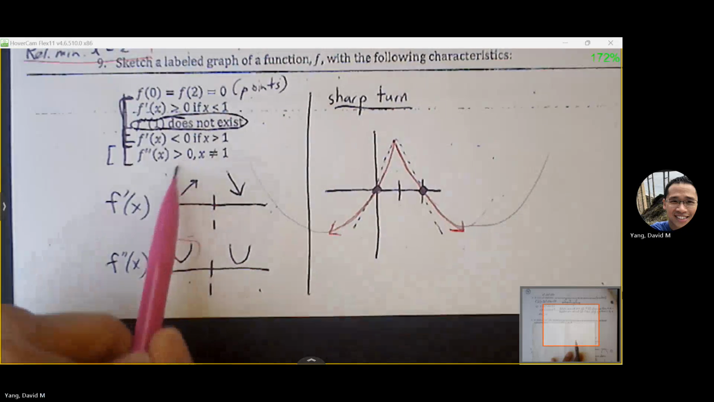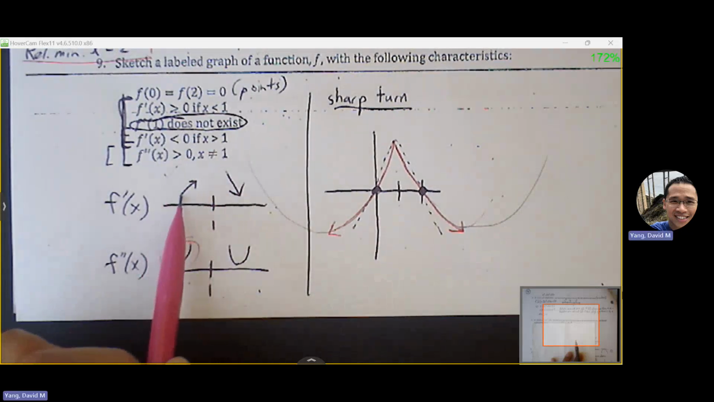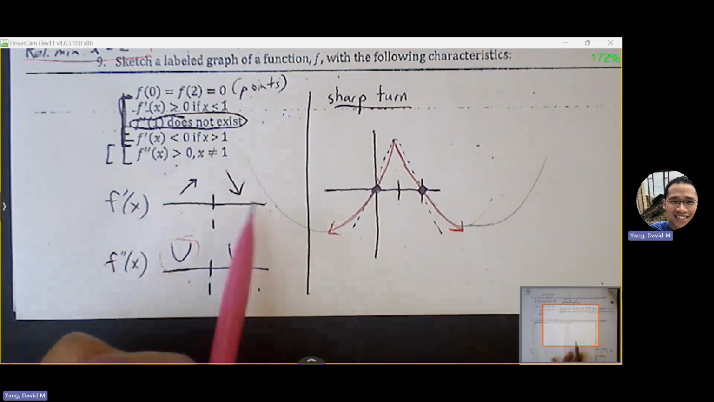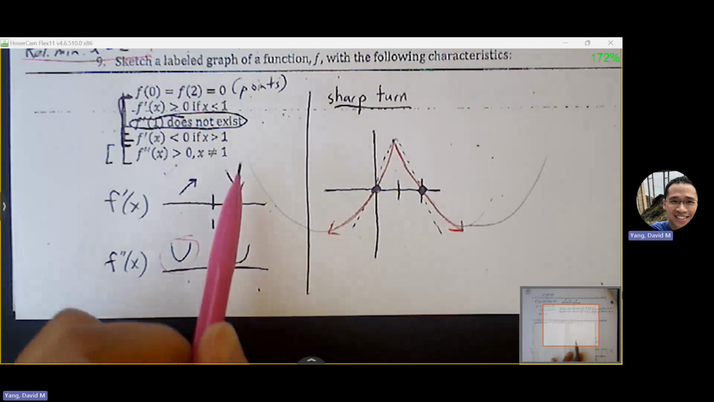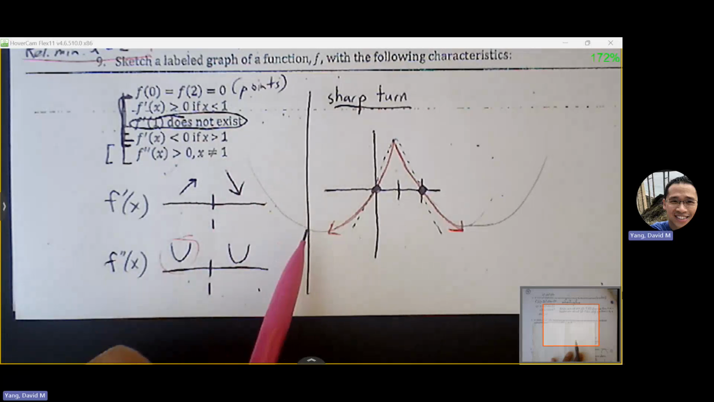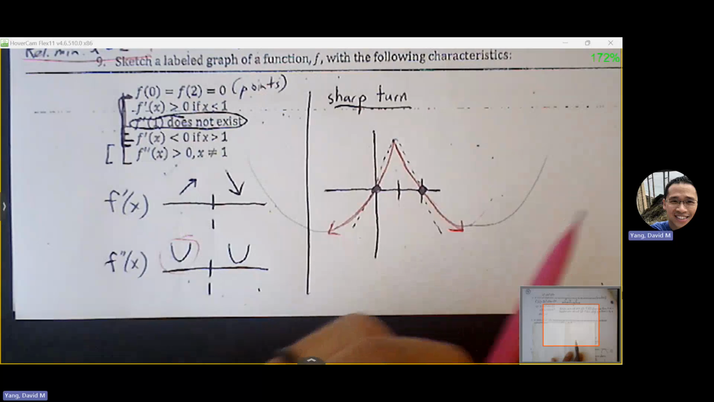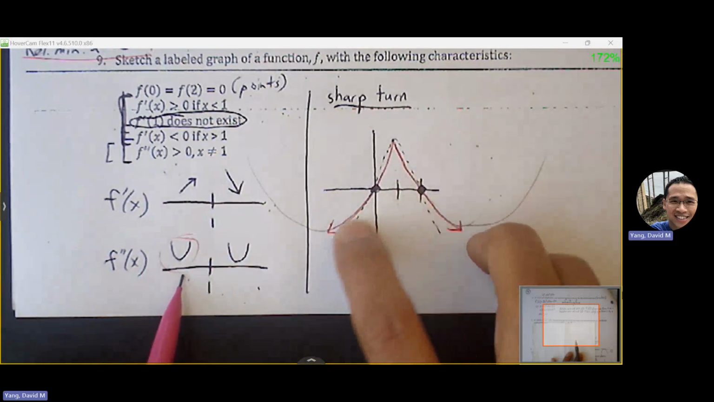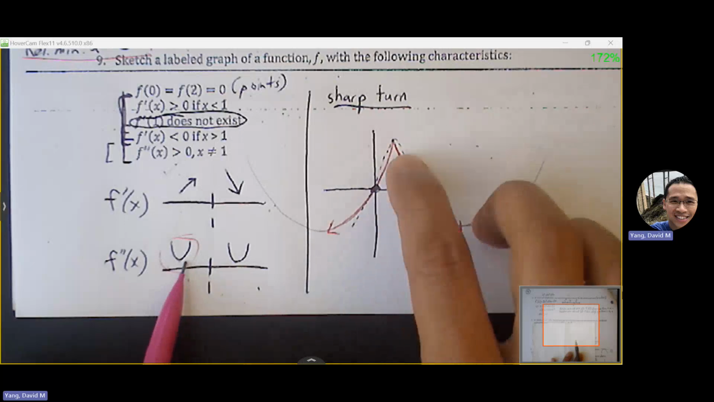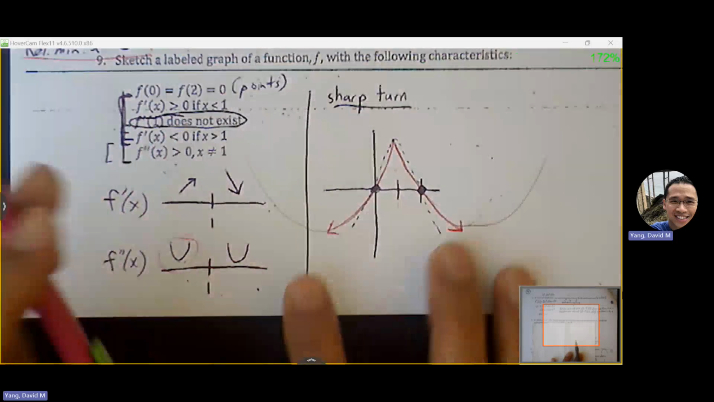Yeah. My slope should always be positive to the left of 1, right? So if I make it a full U shape, then I'm breaking the rule of making it negative slope, positive slope, negative slope, positive slope. So the fact that it's concave up and positive slope means that we're only going to show a portion of that curve shape. We're not going to do a full U shape.